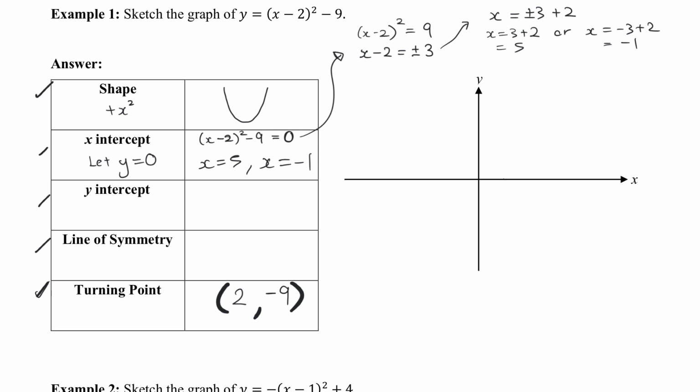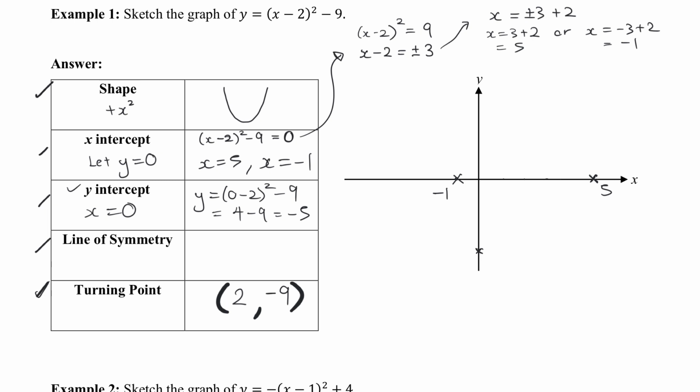5. 1, 2, 3, 4, 5, maybe around here, and -1 maybe around here. Okay, two crosses to indicate the x-intercepts. Same thing for the y-intercept now. Let x be 0 and substitute it in. So y, when x is 0, you're going to get 4 minus 9, which is -5. So put that in as well. Y is -5, maybe it's here.